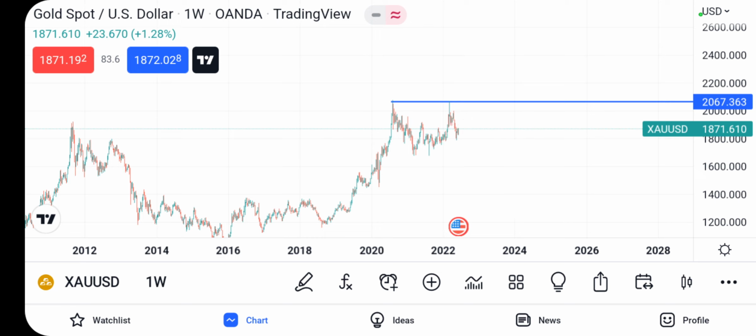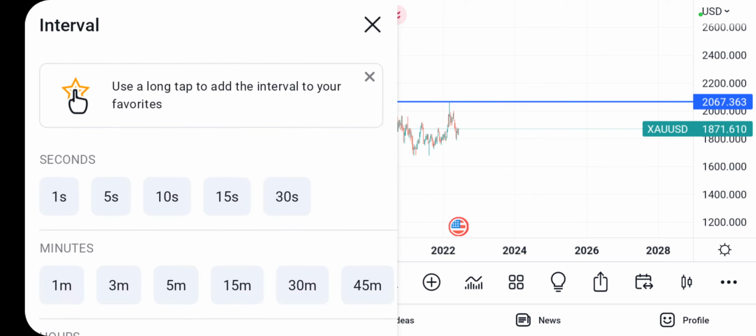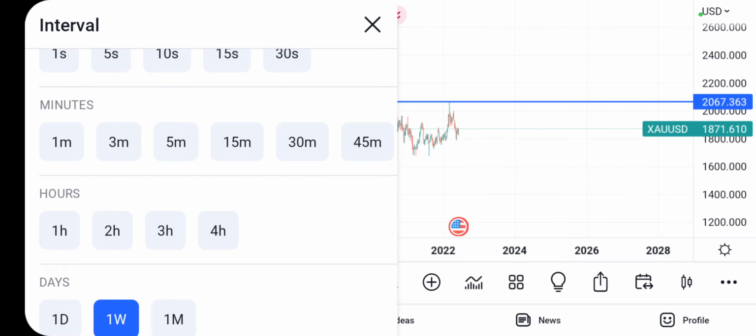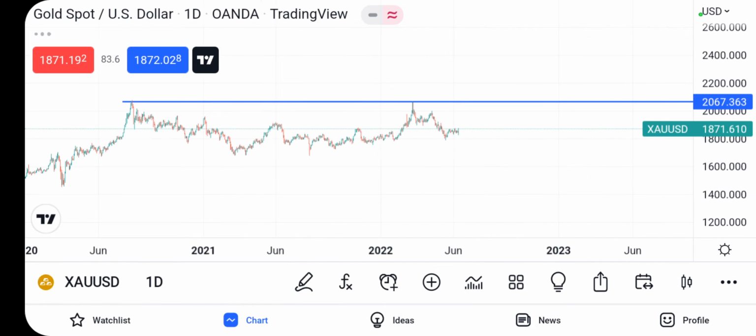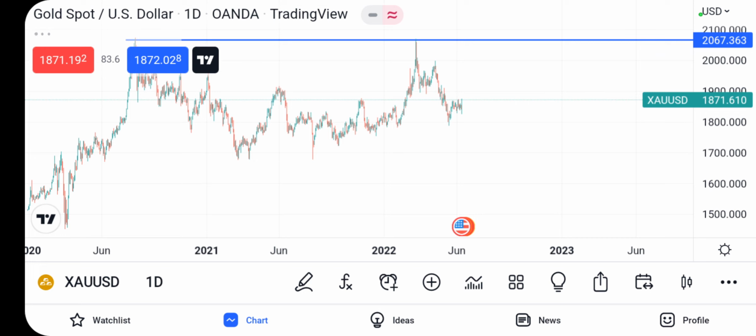If you look here, you can obviously see that the market was trying to push to the upside, and when it reached the top there, it pushed to the downside. We want to see what happened, especially on this side, so we'll go straight to the daily time frame.